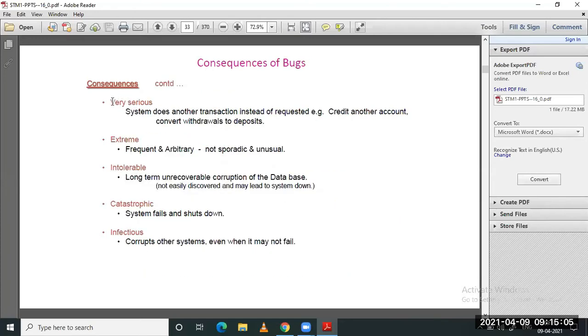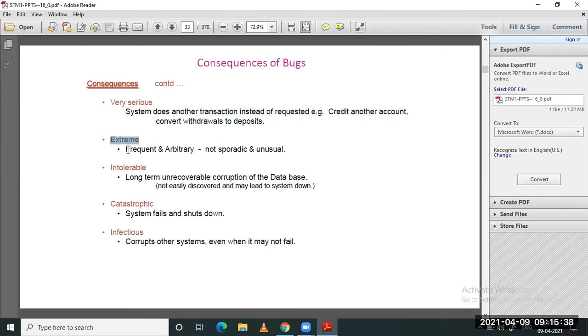Very serious: the system does another transaction instead of the one requested. That means it credits another account, or converts a withdrawal to a deposit. Your intention is, for example, to withdraw the money, but it deposits. Or you want to deposit the money, but it works in reverse and withdraws the money from your account. That type of bug we call a very serious bug.